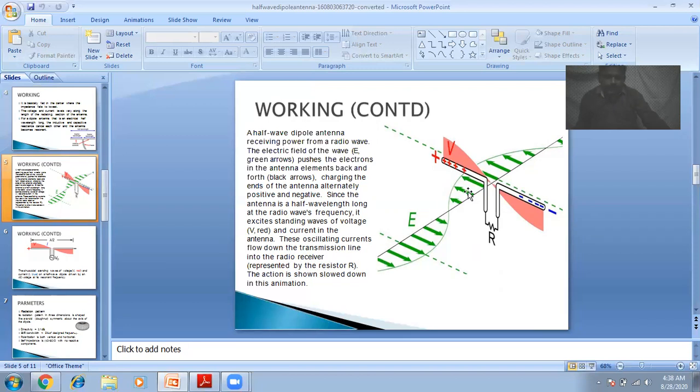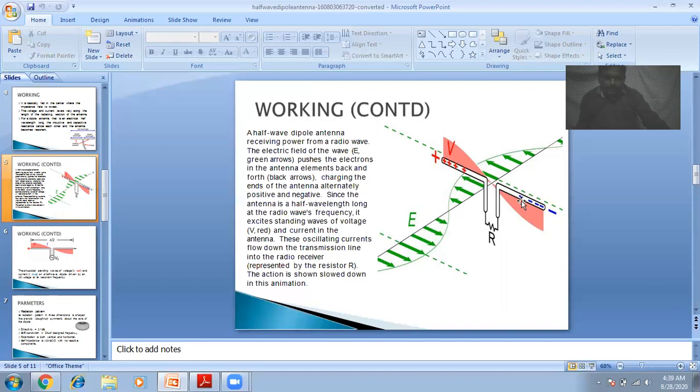Okay, that means here, you notice that if you see the current distribution, the arrows are in this direction, but in this half cycle the arrows are in the opposite direction. That means the charges are moved back and forth. This force will move the charges in this direction, but this force will move the charges in the opposite direction. So in this way, along the length of the antenna, the charges are moving back and forth due to the electric field.